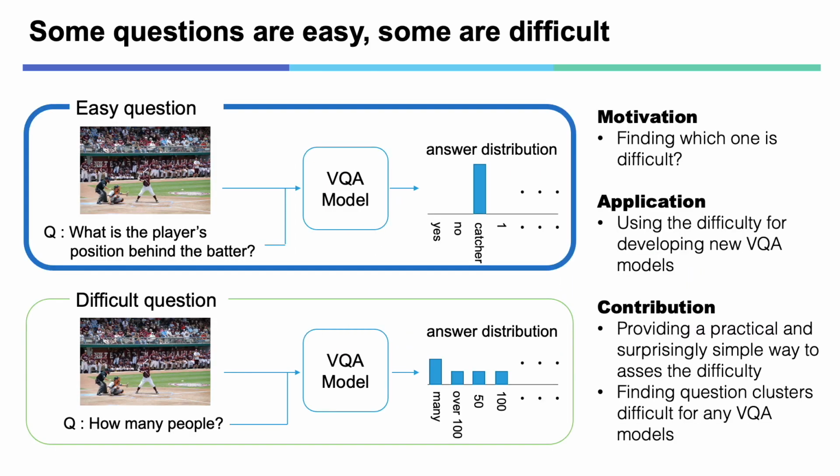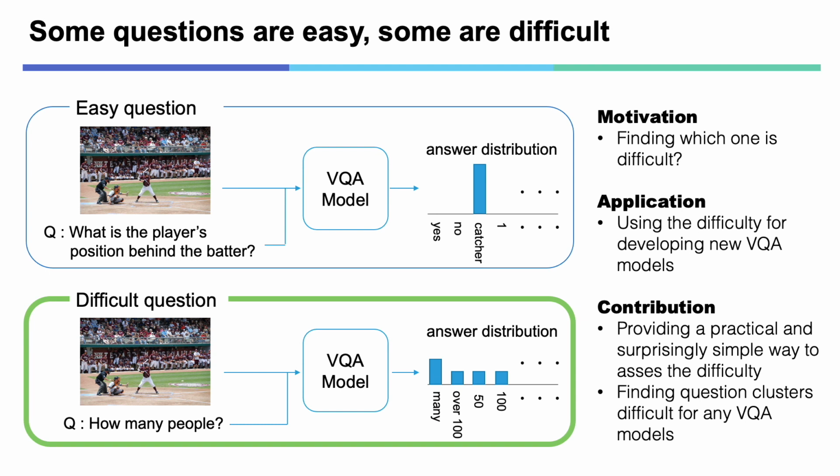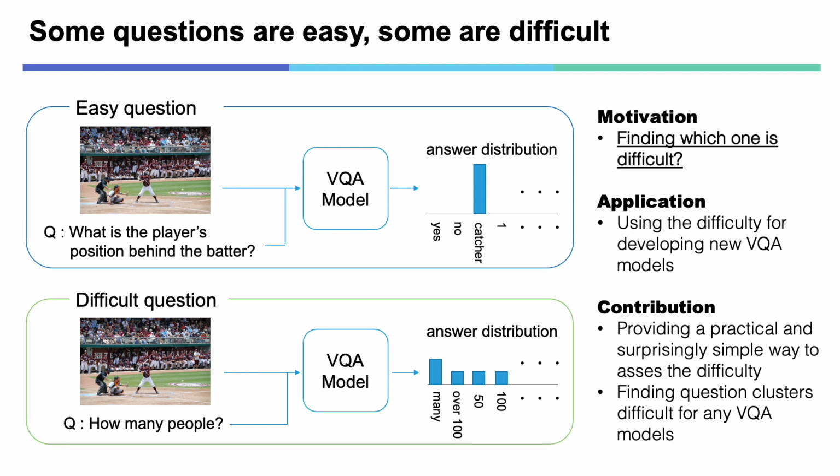Some visual questions are easy, and some others are difficult to answer for VQA models. Our work is to find the difficulty of visual questions in order to develop new VQA models. The contributions of our work are providing a practical and surprisingly simple way to assess the difficulty of visual questions, and we identify visual question clusters that are difficult for any state-of-the-art VQA models.